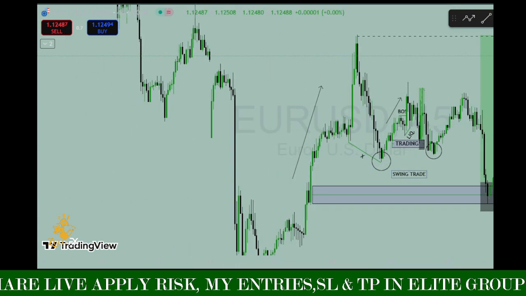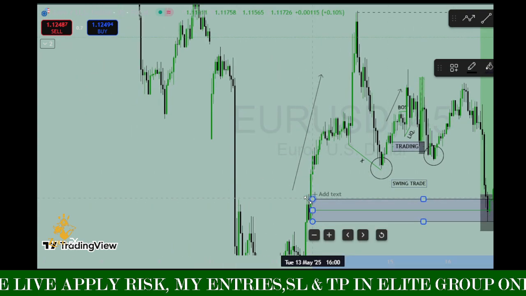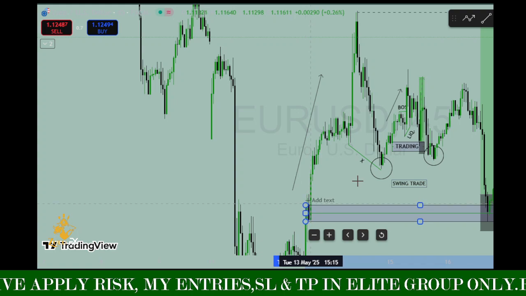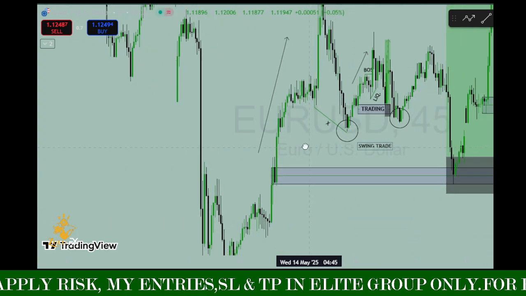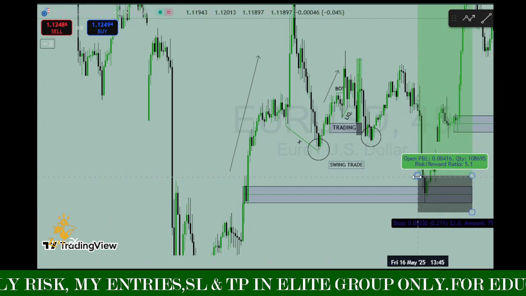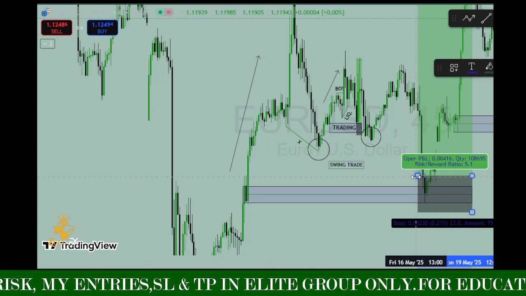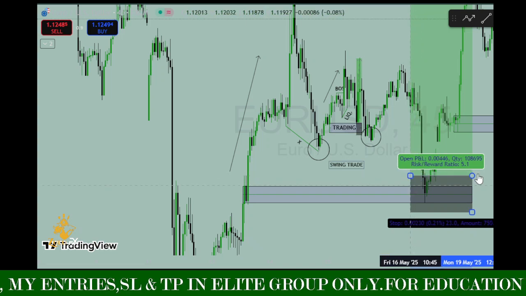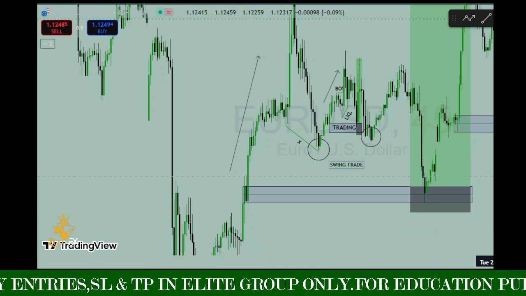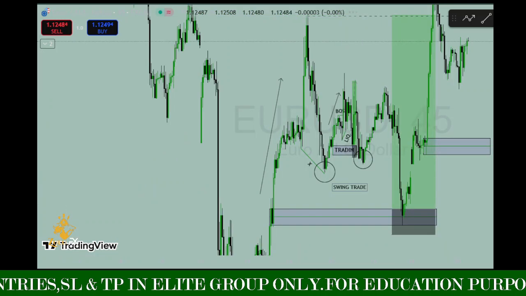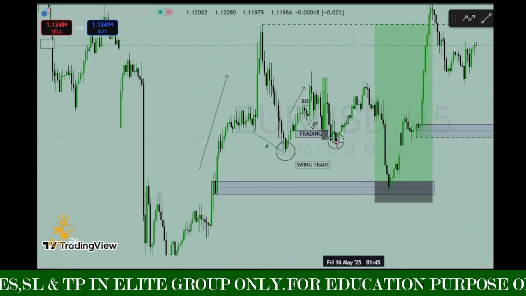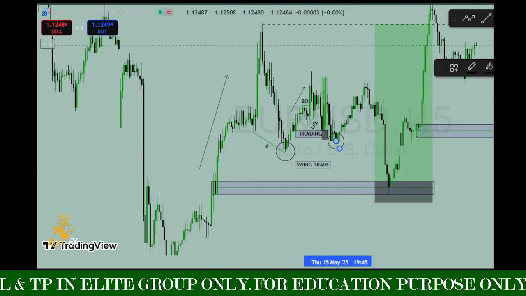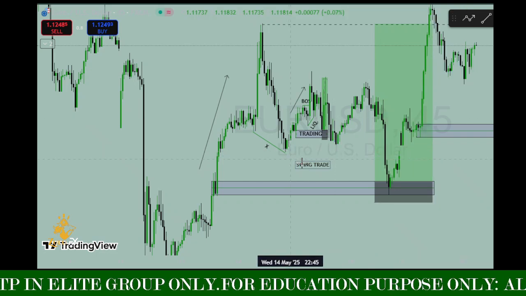I know some people might take their entry from that body, which is okay. If you want to take from that body, it's okay at the end of the day. So it depends on how you take your entry. So from here, we can clearly see the price that generated this liquidity.